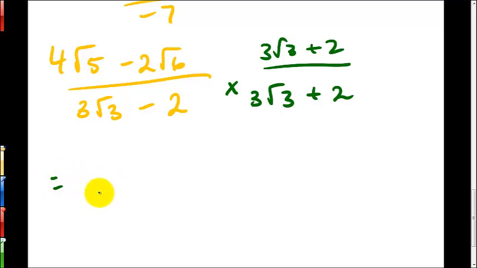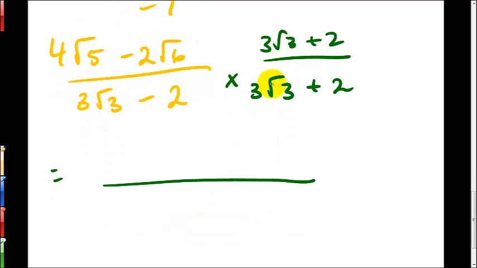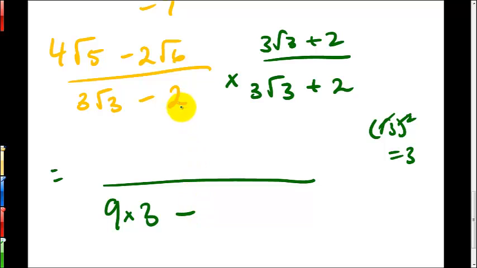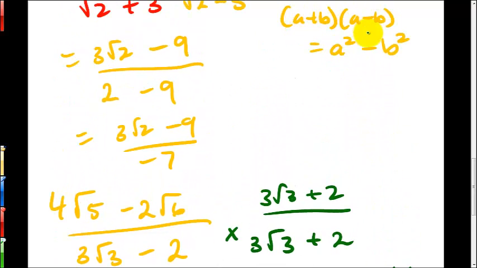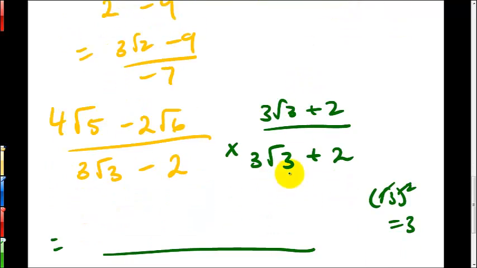Now, because our denominator is easier to deal with, let's do our denominator first. So, what's 3 root 3 all squared? Well, 3 times 3 is 9. Then root 3 all squared just becomes 3. So it's 9 from 3 squared, times 3, which is 27. And then that's minus 2 squared, which is 4. So my denominator is done. That's from the conjugate rule: a plus b times a minus b is a squared minus b squared.